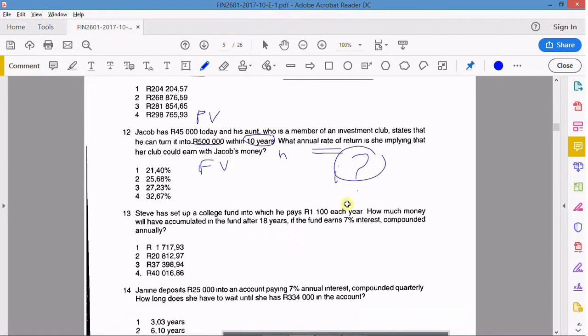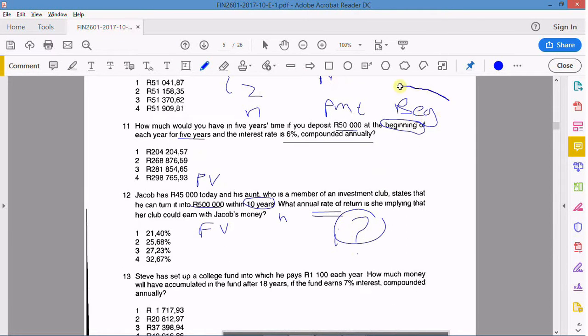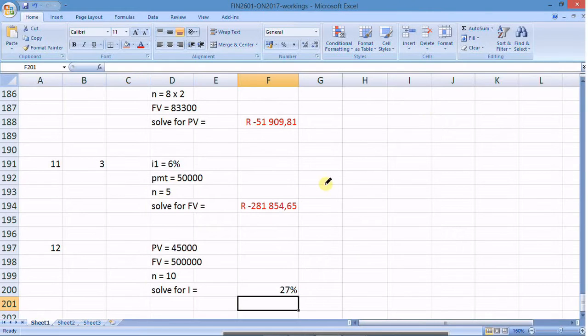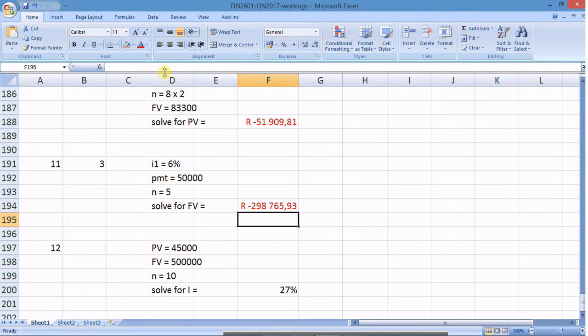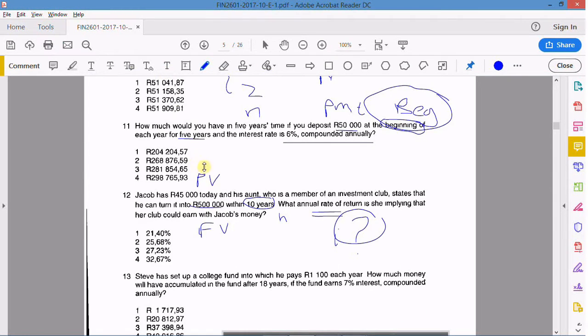Ooh, hold on. This was beginning of every period, so begin mode needs to be 1 here. I'm just thinking back to that other one. So comma 0, no payment, so 0. Type 1. Type 1 is begin mode. So it should be 298, this one. This one's actually option 4. Okay. Redo that one.